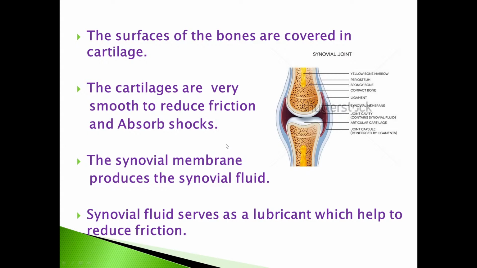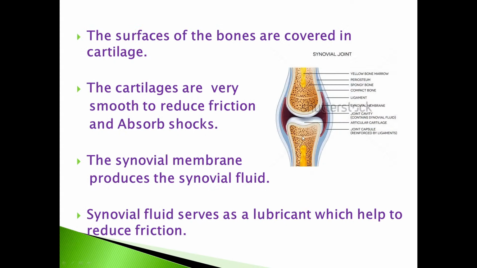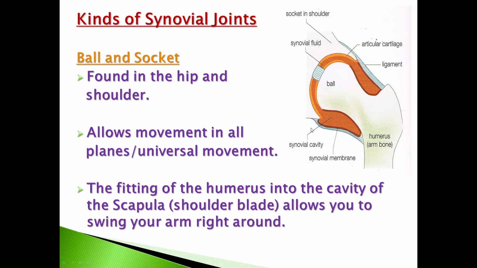So continuing in terms of the special features that should be at a synovial joint, the surfaces of the bones are covered in cartilage. When looking at the image, the cartilage is the white section at the end of the bone there.